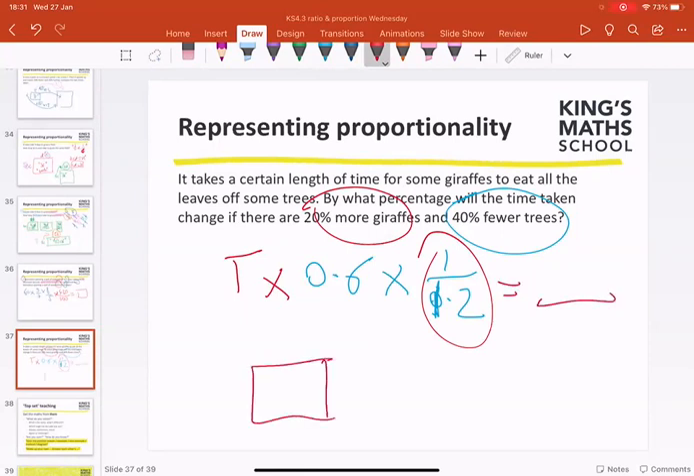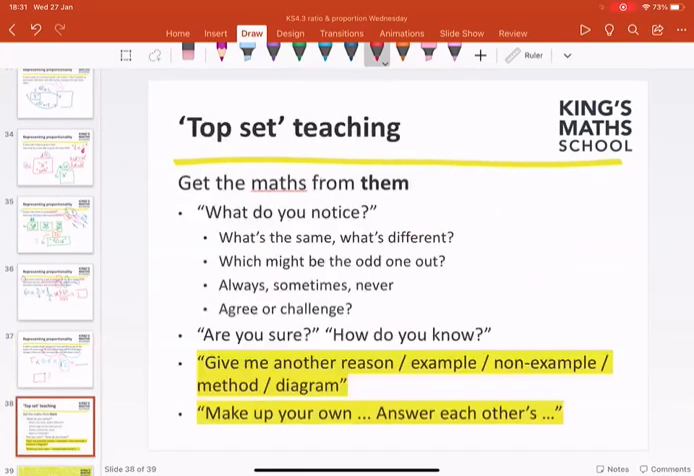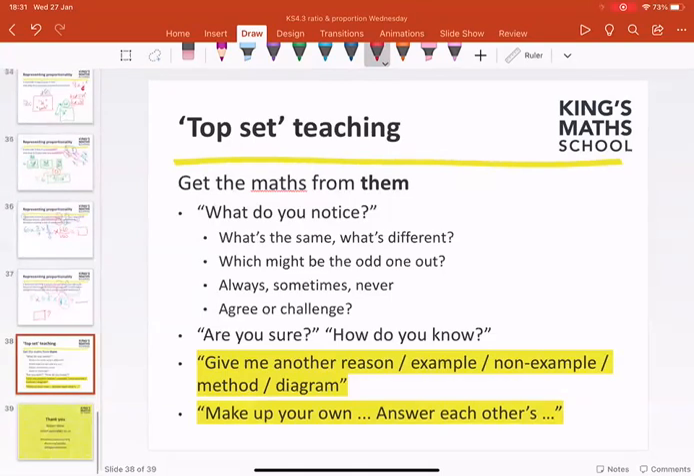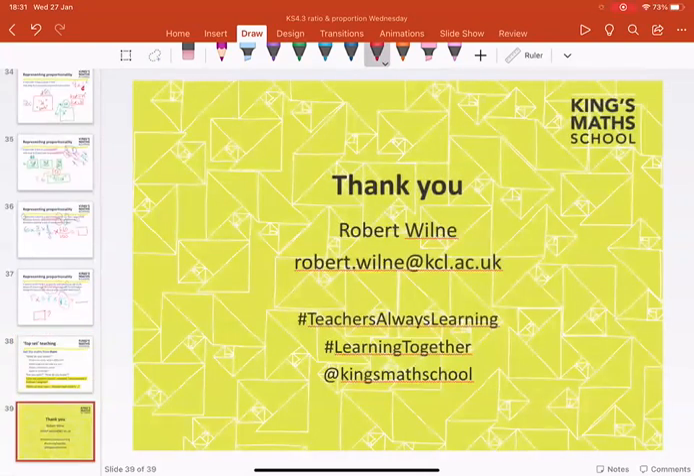What does it look like pictorially? What's the rectangle? How is the rectangle changing? And again, for each of these questions, you could say, give me a calculation, give me a picture. So give me another example, give me another method, give me another diagram, give me another reason. And then, of course, they can make up their own exactly as you would like them to. Thank you very much. I will pause there.